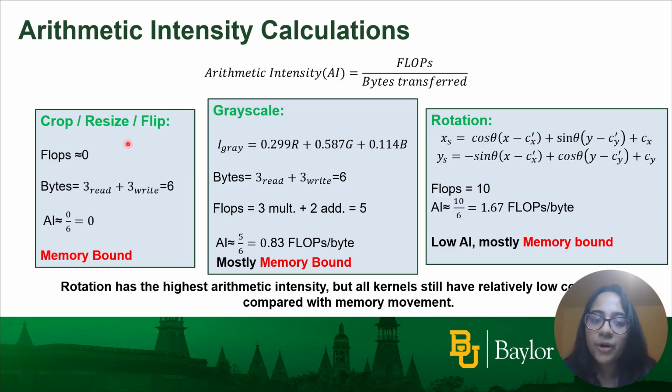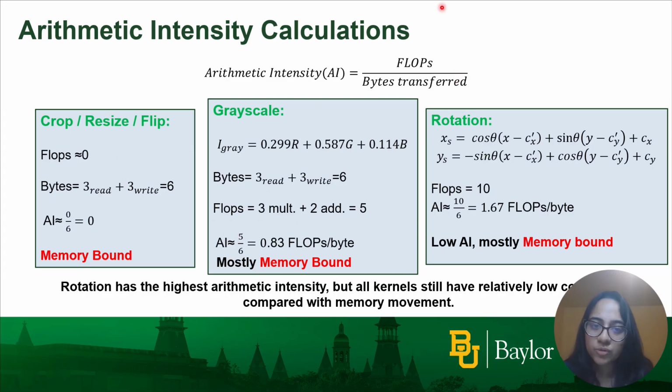For crop, resize and flip, there are almost no floating point arithmetic operations compared with the amount of memory being read and written. Therefore, the arithmetic intensity is 0 and it is memory bound. The grayscale requires 3 multiplications and 2 additions, so the arithmetic intensity becomes 0.83 flops per byte. It is still very low, that's why it's mostly memory bound.